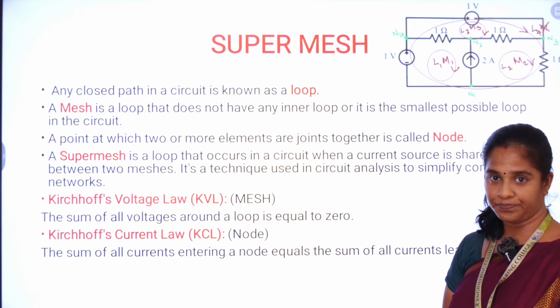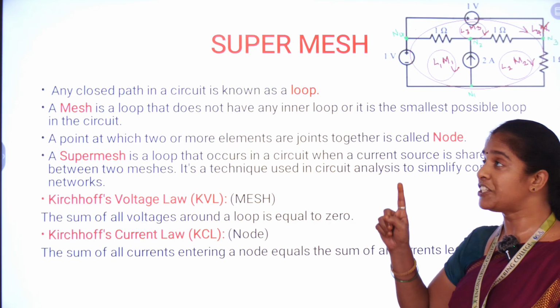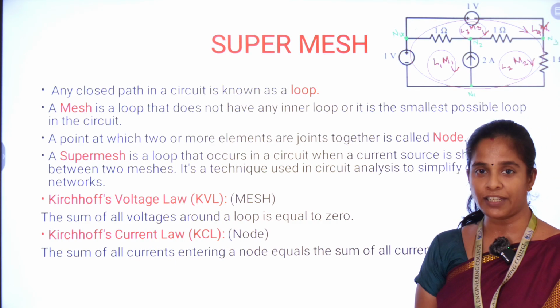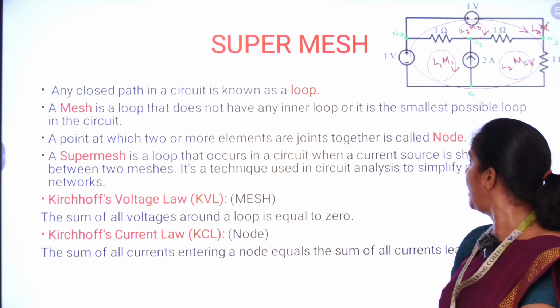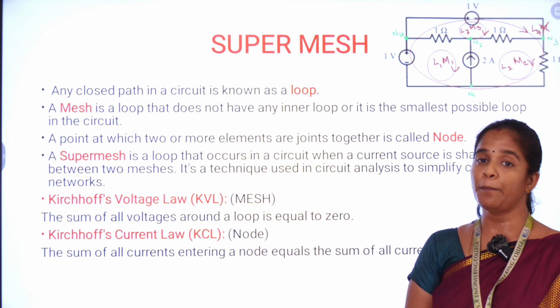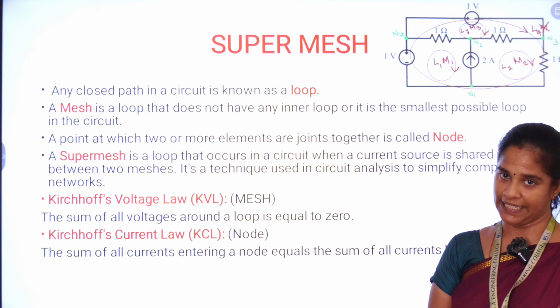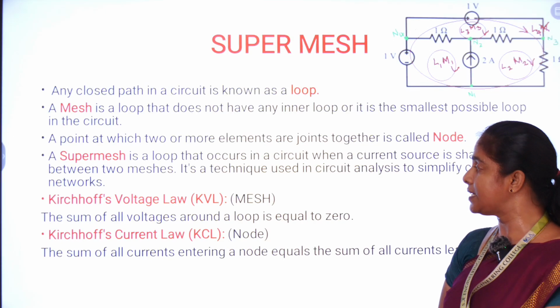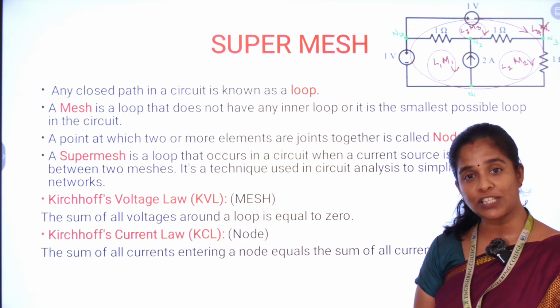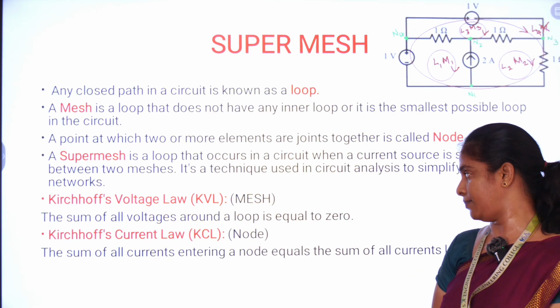Next, supermesh. When a current source is shared between 2 meshes, there comes this special case, supermesh. And supermesh are usually analyzed using 2 important laws, KVL and KCL. Generally, KVL is defined for meshes and KCL is defined for nodes in an electrical network.